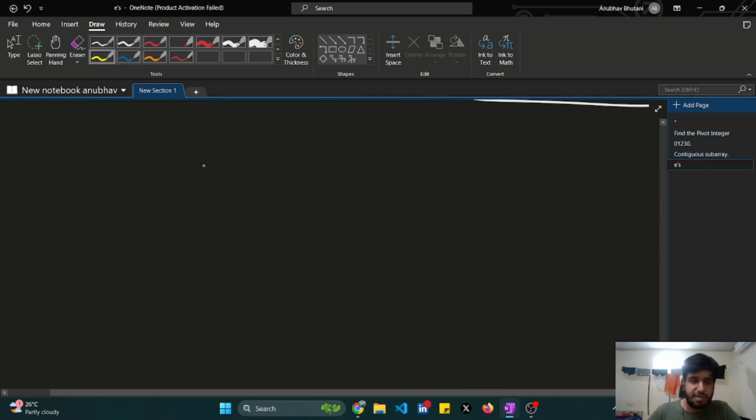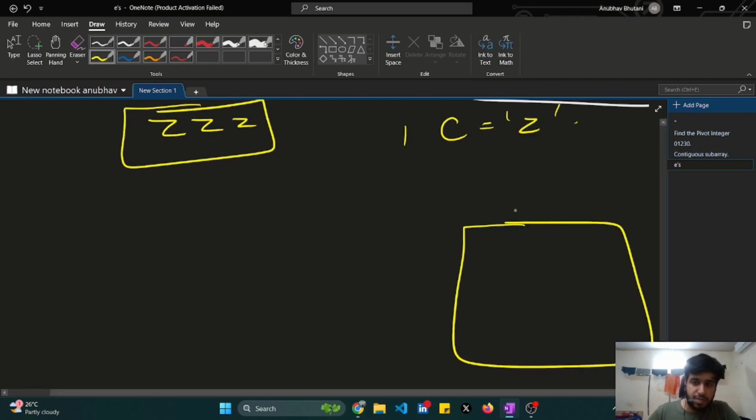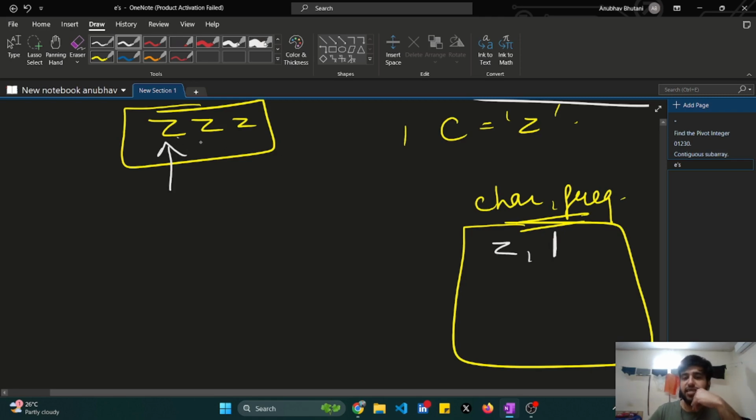Okay, if I try to see this test case, z z z, what is my c in this case? C is equal to z. This is my map that will store the character and its frequency. I'll come to the first index, I'll just store it in my map. Then I'll check whether it is equal to c.